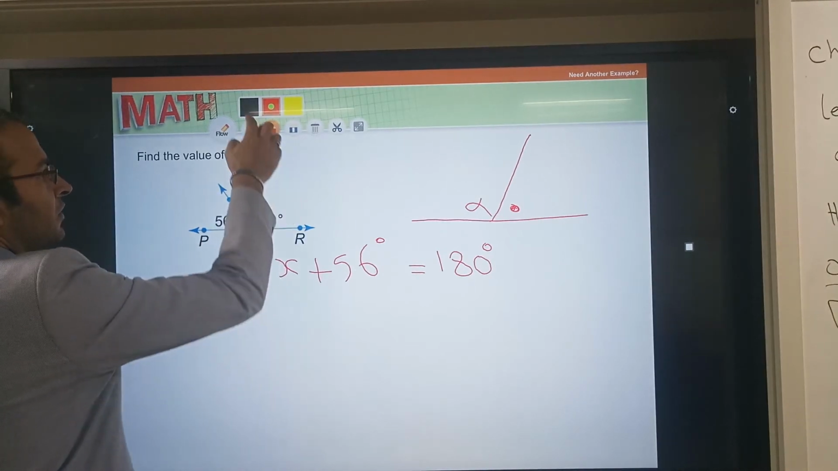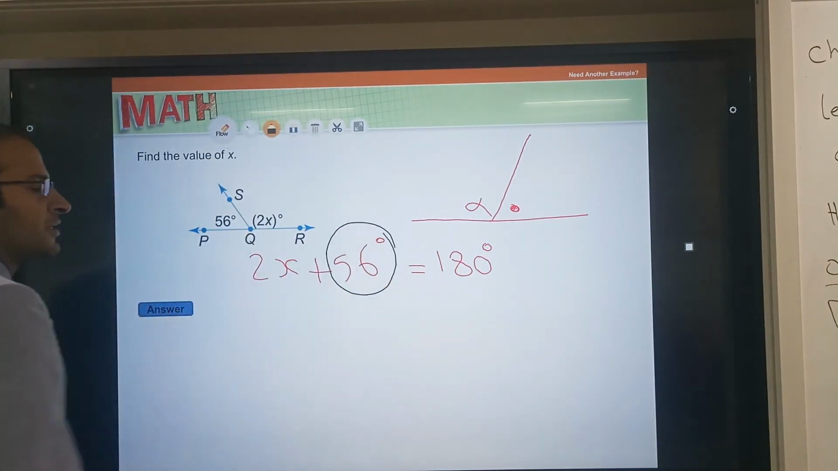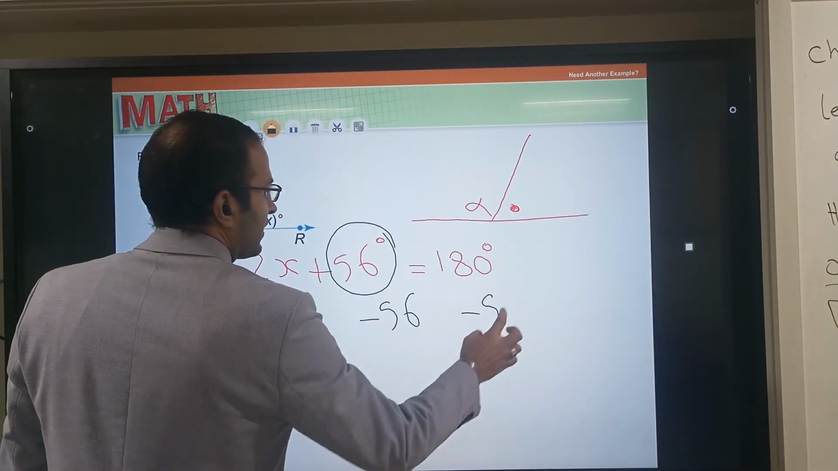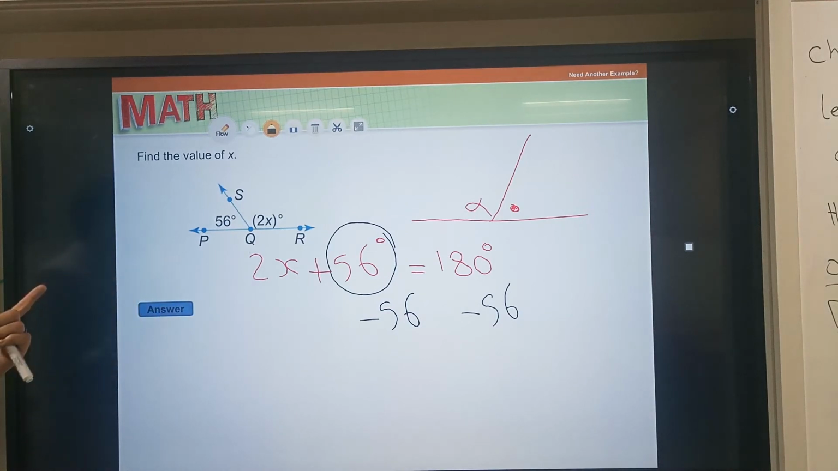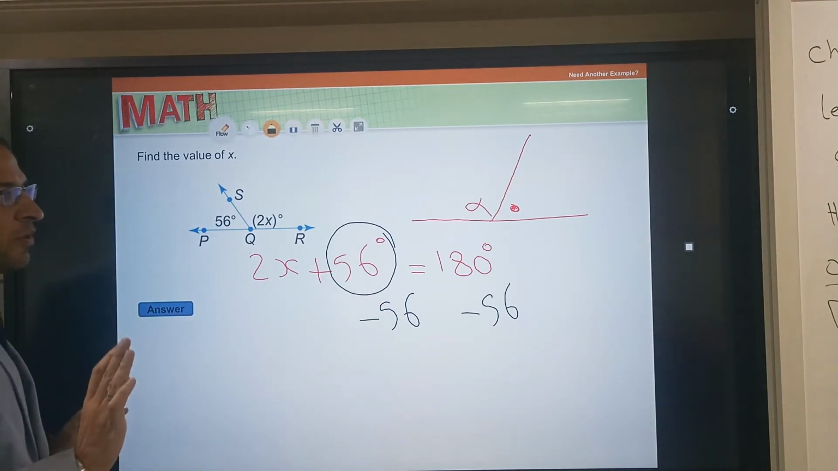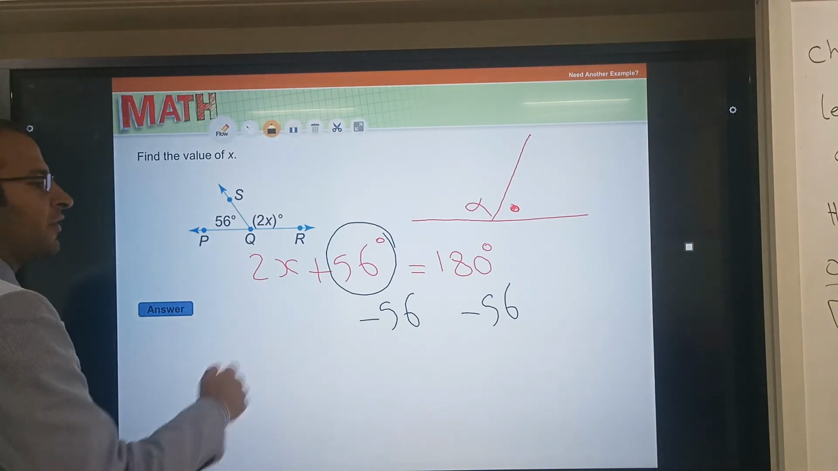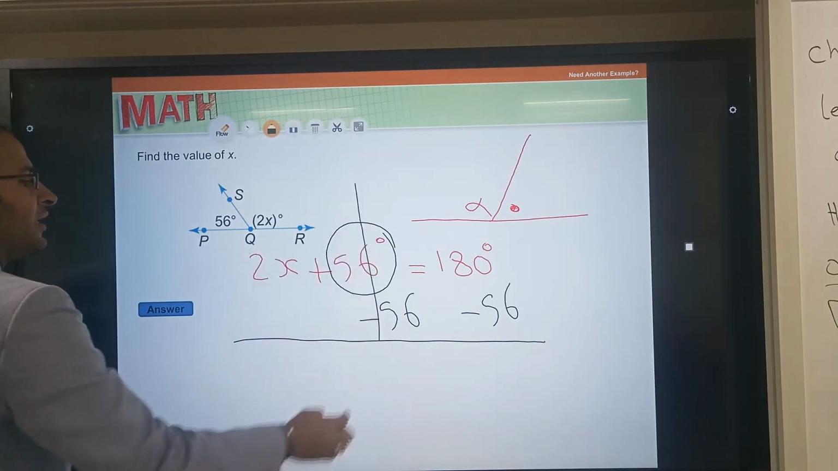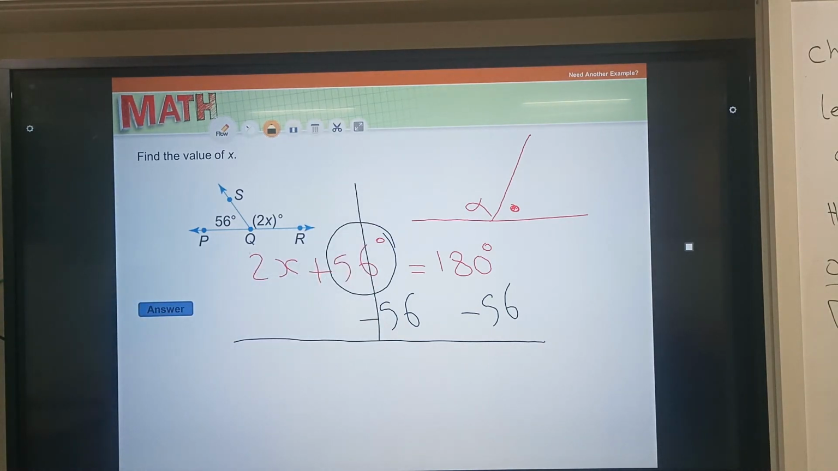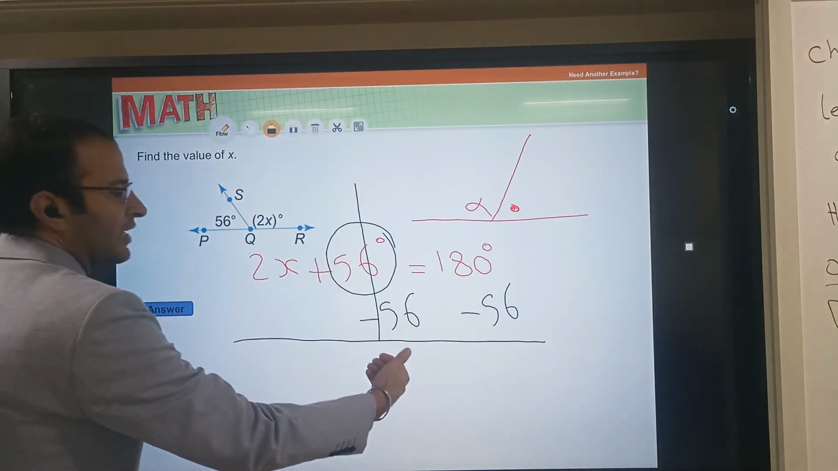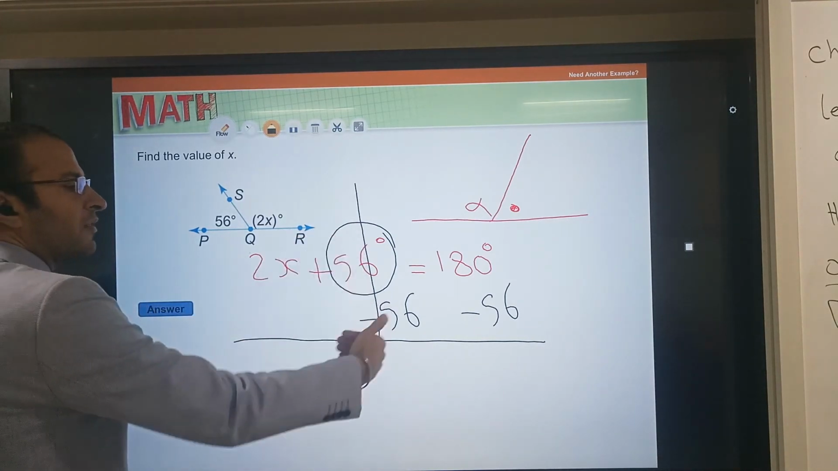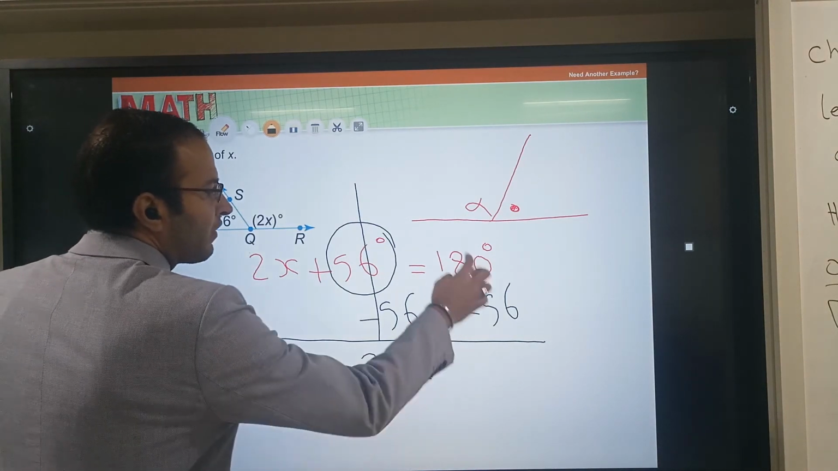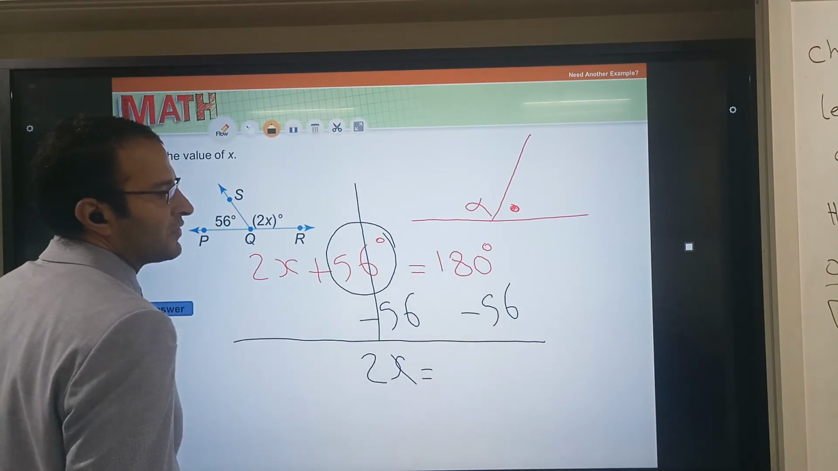Firstly, I need to cancel this 56. So I will make minus 56 here and minus 56 there. I will subtract 56 from both sides, which has the same meaning as adding negative 56. Both 56 and negative 56 cancel together and give 0. So I have 2x only on this side, and here we will do 180 minus 56.